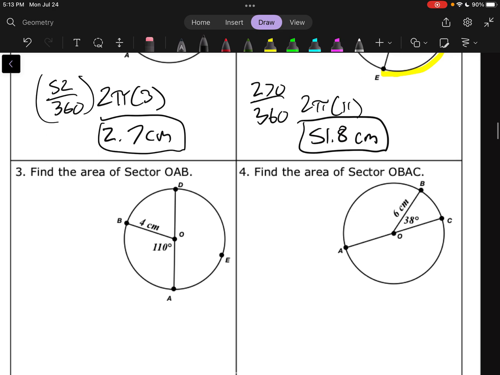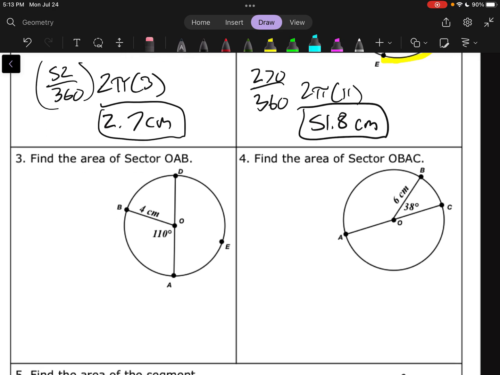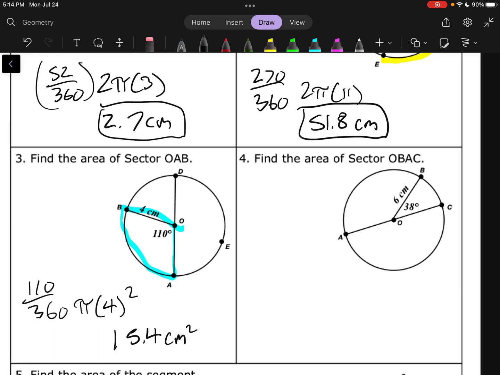Next up, sector OAB. That's just this one right here. Pretty nice one. We just got to do 110 over 360 times pi times 4 squared. Pi r squared for this one, of course, since we're doing sector area. 110 over 360 times pi times 4 squared. I'm getting 15.4 centimeters squared.